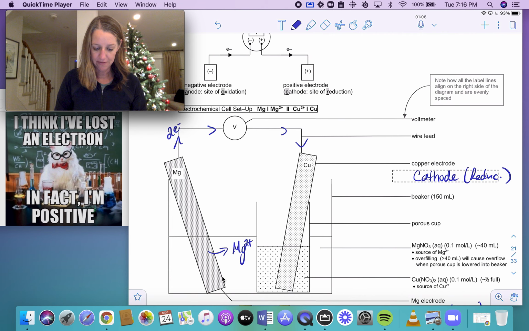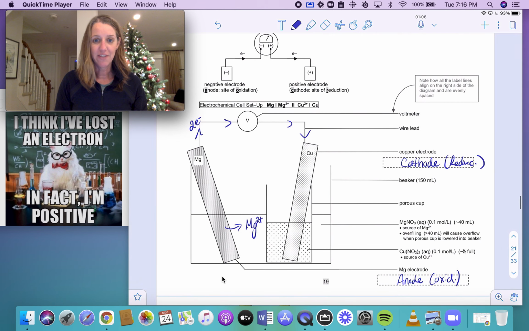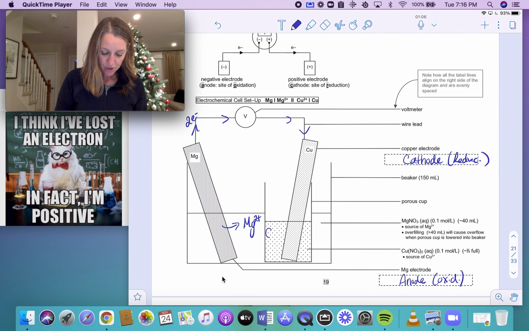Okay, what else do we have? We want to show our ions of the copper. What's happening at the reduction site? You are showing that you've got copper ions turning into copper atoms. Which electrode's going to gain in mass? Which one's going to lose mass? This one's going to get smaller. This one's going to get bigger.